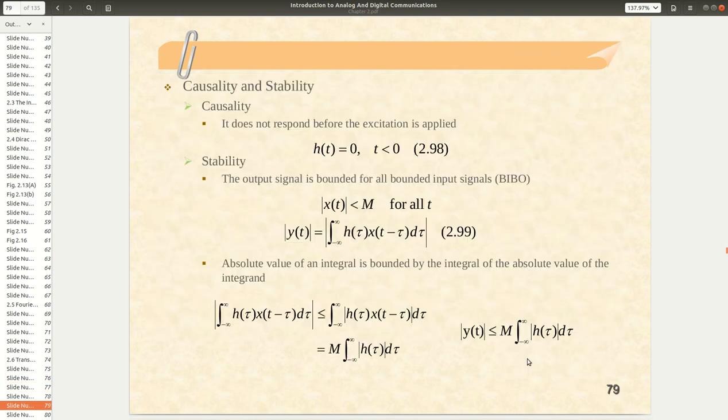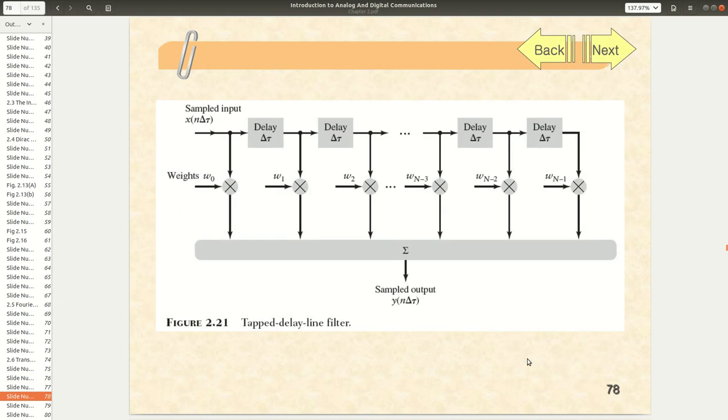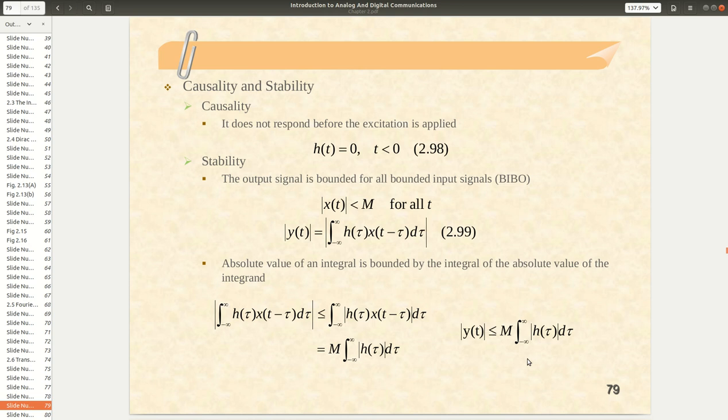I will skip this. This is the filter for the integration. This is the properties of the time invariant system. So we need to work with a time invariant system.